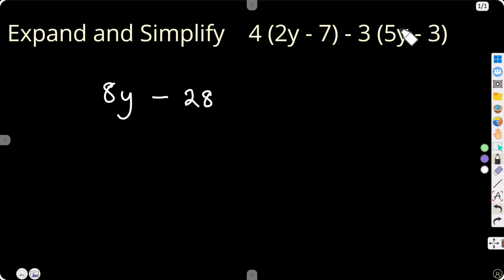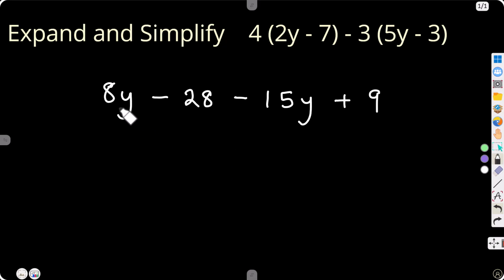You have minus 3 times 5y, which will be minus 15y. And next you multiply minus 3 and minus 3, which gives you add 9. So now this is the result of our expanding. Next we need to simplify.